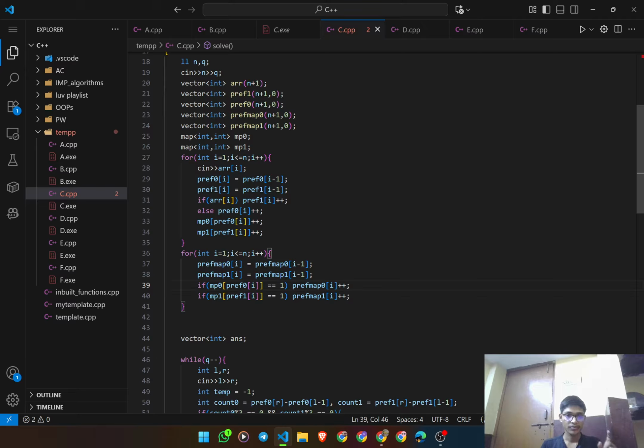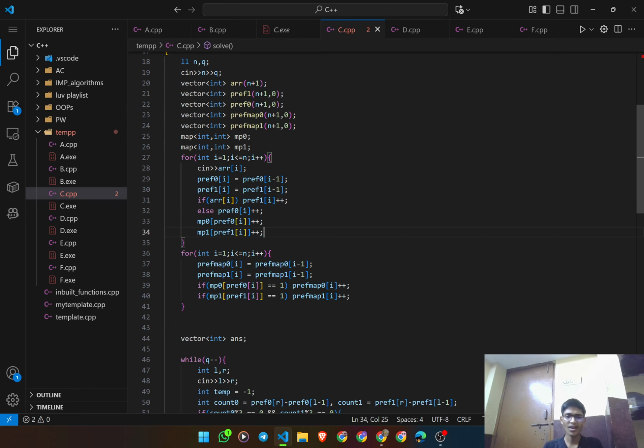And yes, we have the prefixes here, the count of zeros, and we can rename them as count of zeros and count of ones. If it is present there, we will increase them, count of 1 and count of zeros. Okay, there is a map, and that count is increasing, how much it is increasing.